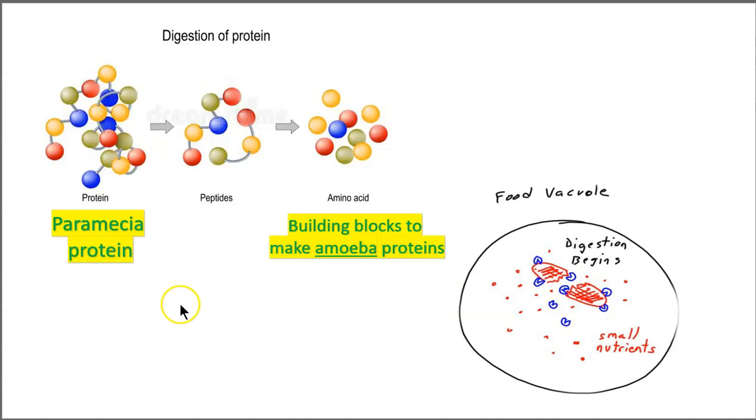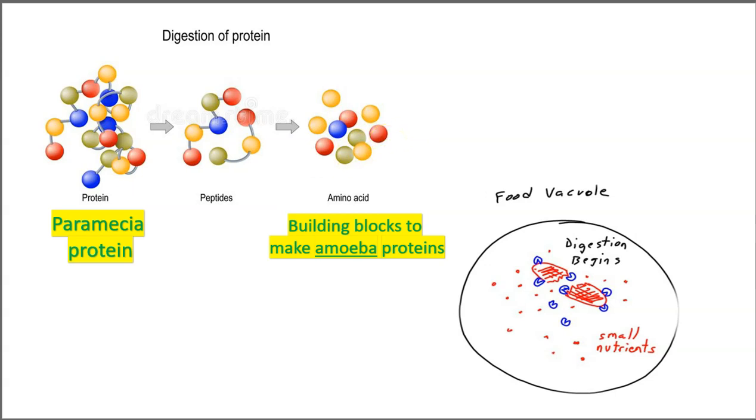Let's just take protein for example. Let's say there's a bunch of paramecia proteins. Well, each of those paramecia proteins are composed of amino acids, but it's the same amino acids that the amoeba uses to build amoeba proteins. So what the amoeba is going to do is to break the chemical bonds between the amino acids. That's digestion. And so you're going to get a bundle of amino acids that the amoeba then can use to build amoeba proteins.